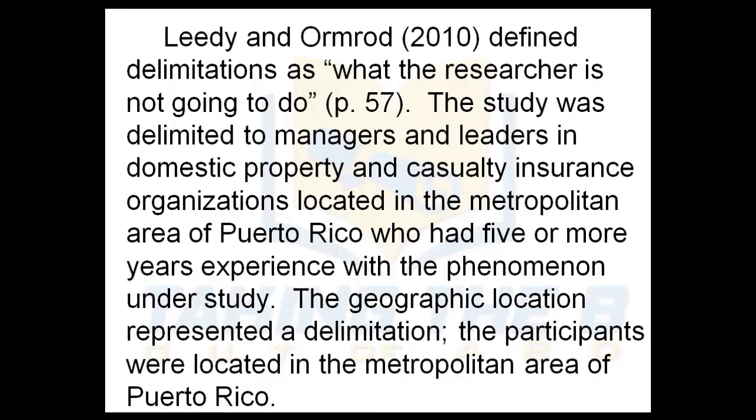She didn't want somebody who had less than 5 years, because that means they would not have had a certain level of expertise that was needed to qualify them to be part of the study. She also went on to say the geographical location represented delimitation. The participants were located in the metropolitan area of Puerto Rico.